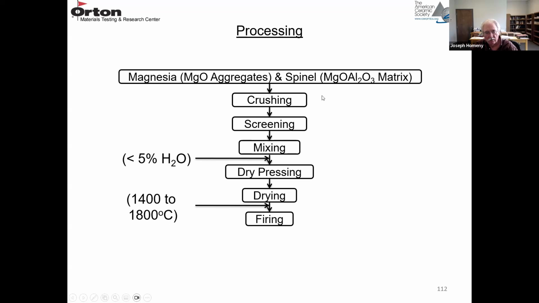So this one is just spinel. This one is enriched with MgO. And basically, this is kind of a composite material. You're going to have coarse MgO aggregates and then finer spinel crystals for the matrix. So this is going to be coarse MgO aggregates surrounded by a spinel matrix.